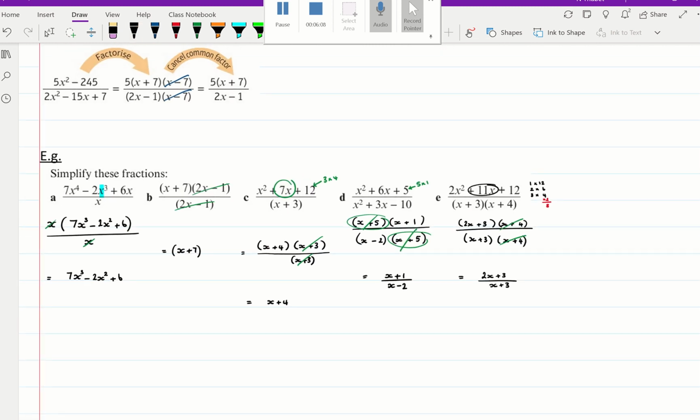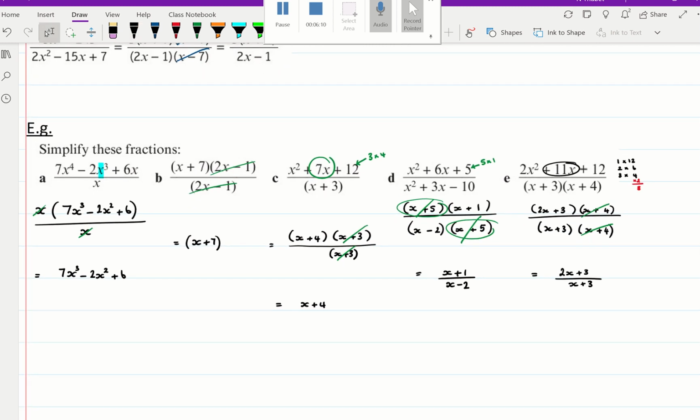And these are all the examples for section 1.1.